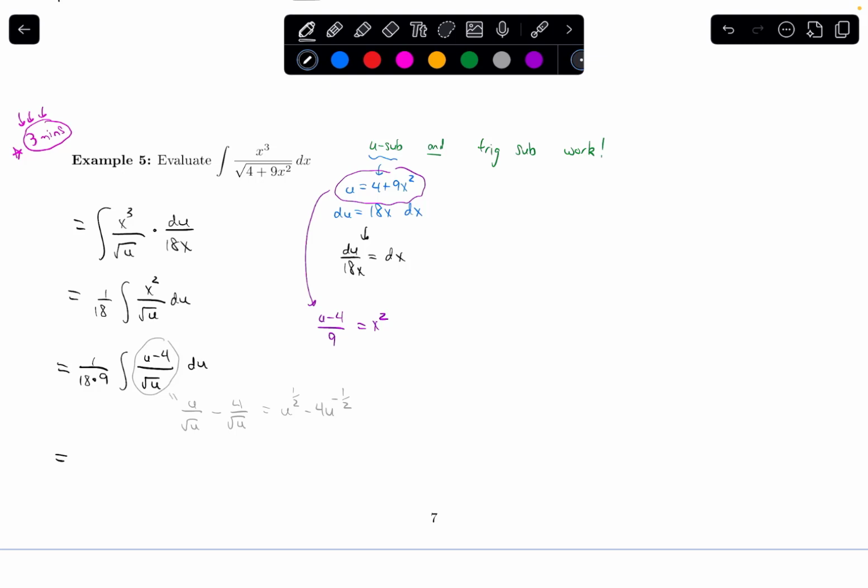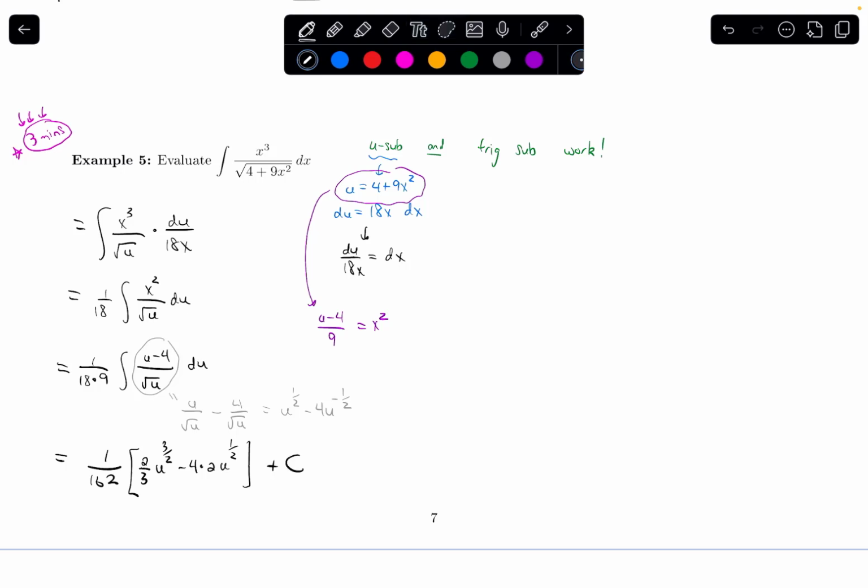Okay, so for this 18 times 9, we can work that out. Let's see, that's going to be 162. So 162, and then I've got the integral. Let's just do the integral. This first term, reverse power rule, I'll get u to the 3/2 divided by 3/2, so I can multiply by the reciprocal, 2/3. And then I've got minus 4. Again, reverse power rule, I'll get u to the 1/2 divided by 1/2, but that's the same thing as multiplying by 2. Close that bracket. This is an indefinite integral, so I've got to put a plus c.